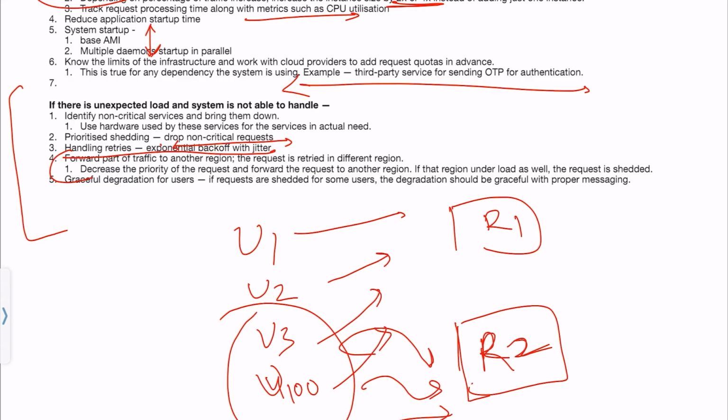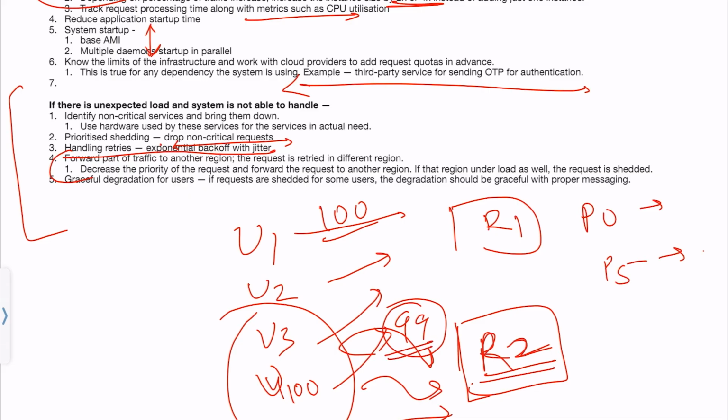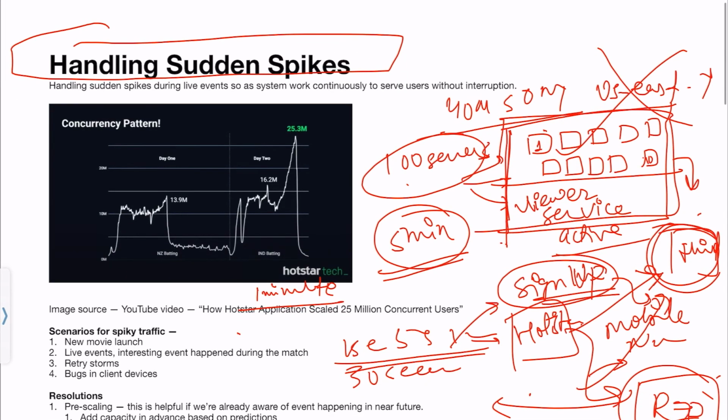So what you do is, we mentioned that every request has a priority associated. So you reduce the priority. Take an example, P0 means it's a higher priority, P5 means it's a lower priority. So you change the priority to 99, so this R2 will try to serve the request, and if it does not have the capacity to serve this request, it will be shed by our load shedding framework. So this is all we wanted to talk about, how we can handle certain spikes in our architecture to ensure that our application is reliable, fault tolerant and available.